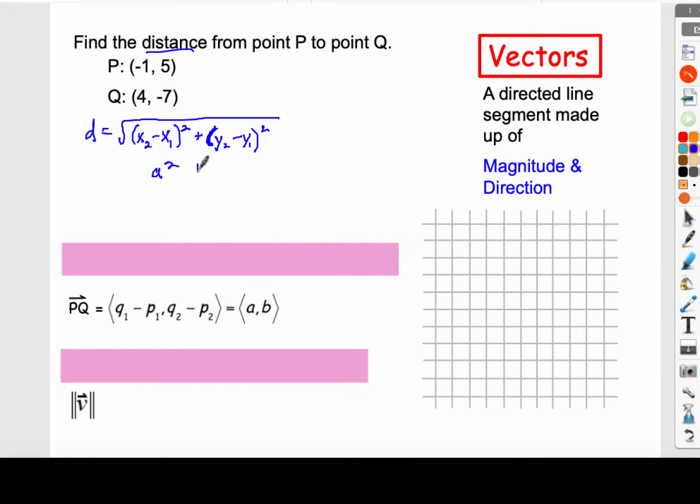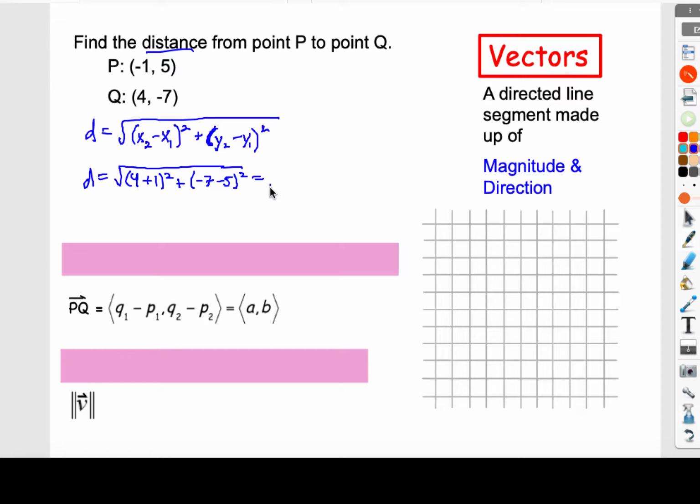If this was a squared plus b squared equal to c squared, only we took the square root, turned that into d up here, and by taking the square root on the other side, we get this long formula. Well, very simply, if we plug our points in, d equals the square root of the x coordinates, so 4 minus negative 1, so it becomes plus 1, squared, plus the y coordinates, negative 7 minus 5, squared.